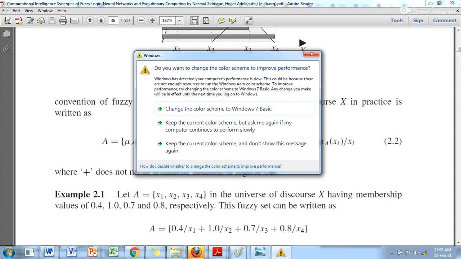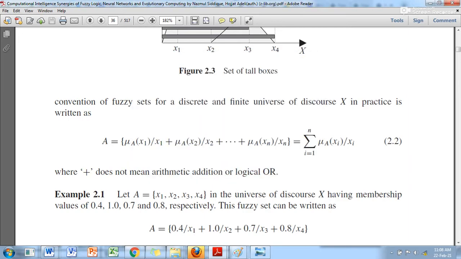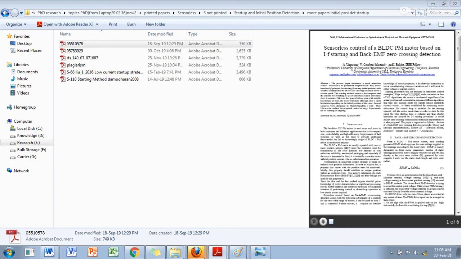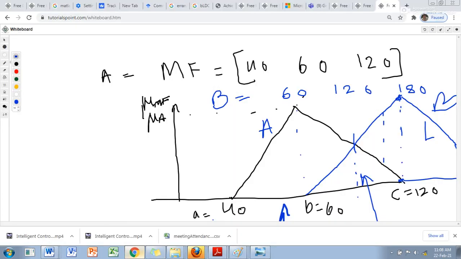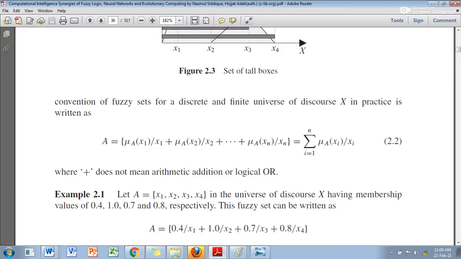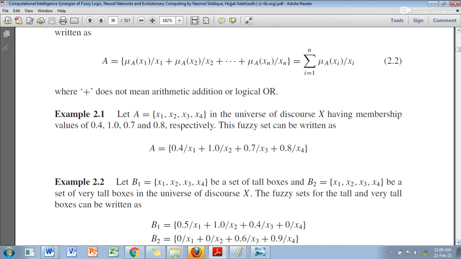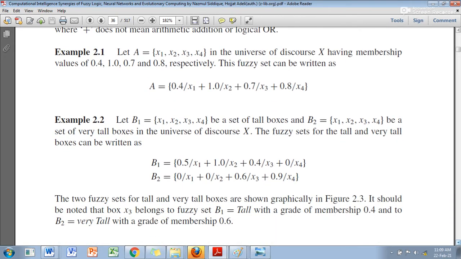Suppose that x1, x2, x3, x4 are the input values, and 0.4, 1.0, 0.7 and 0.8 are the different membership grades of the corresponding input values. Then this is 0.4 upon x1 plus 1.0 upon x2 plus 0.7 upon x3 plus 0.8 upon x4. This is the membership function defined by this.